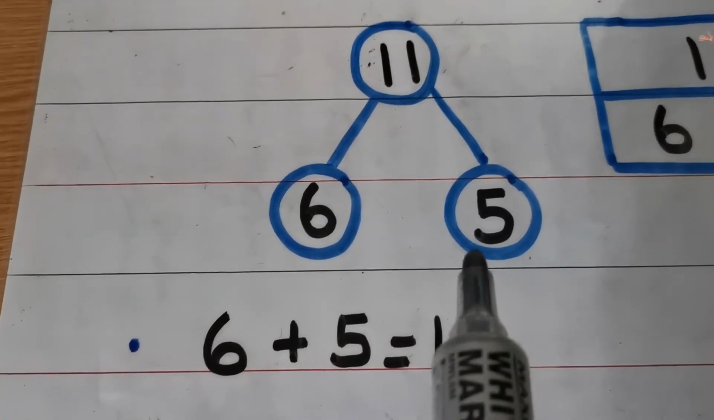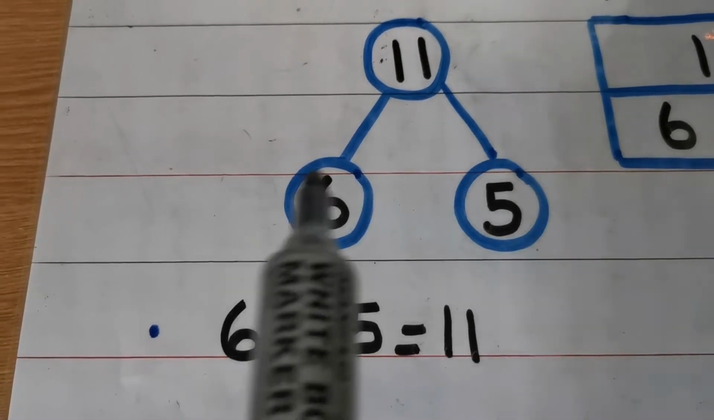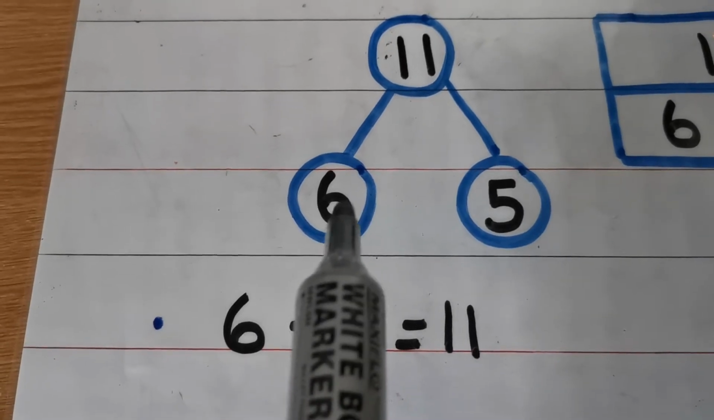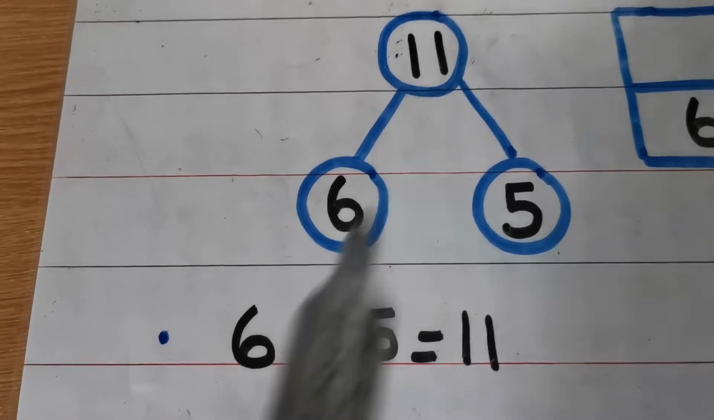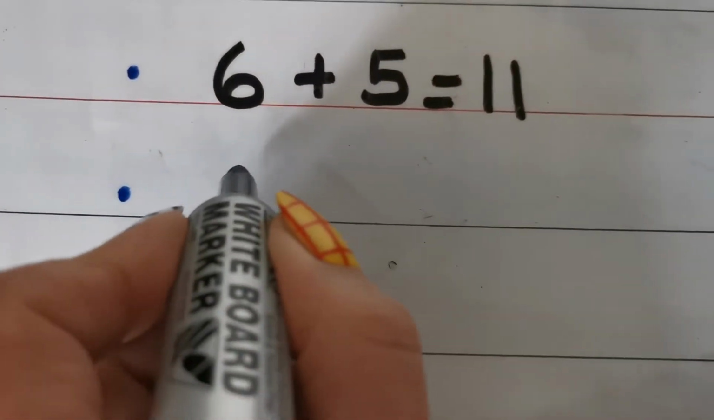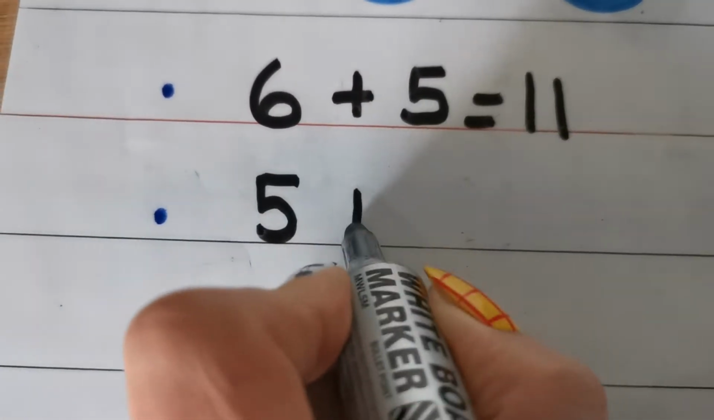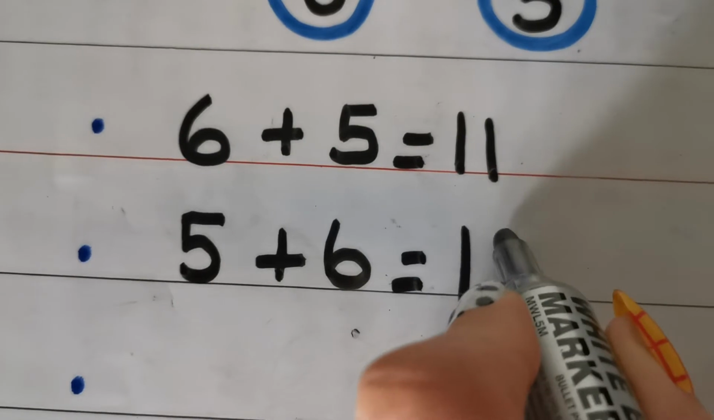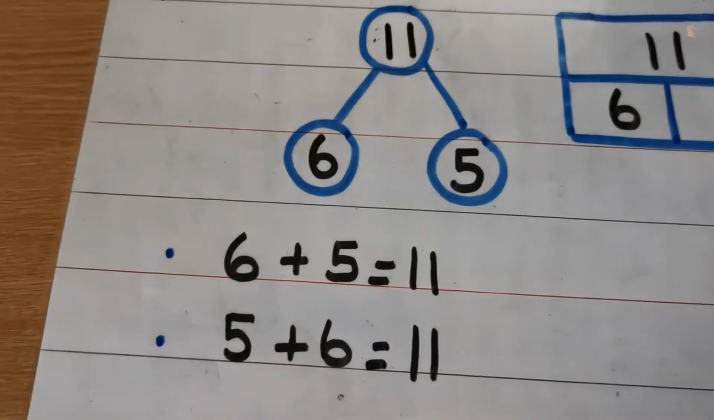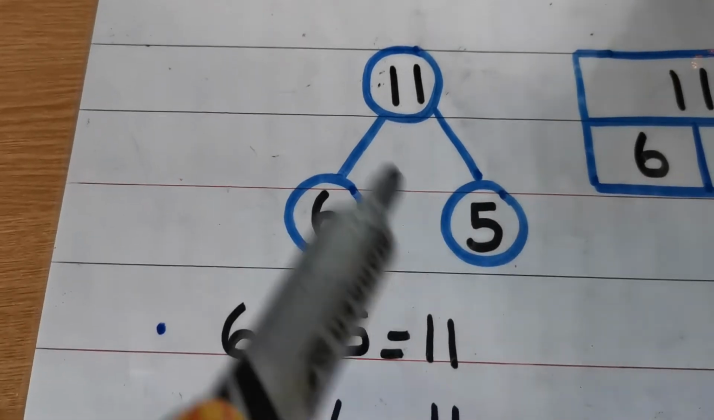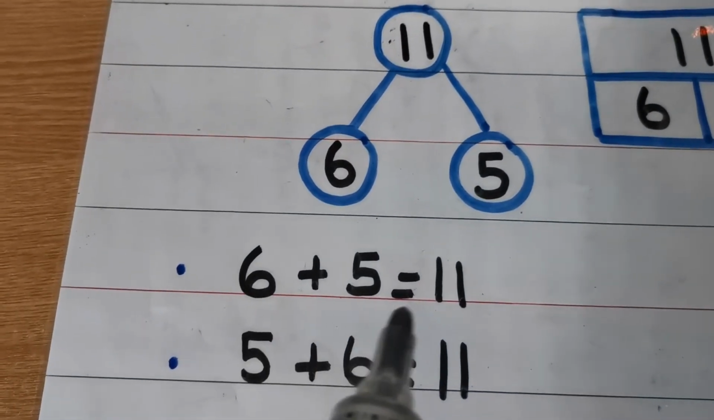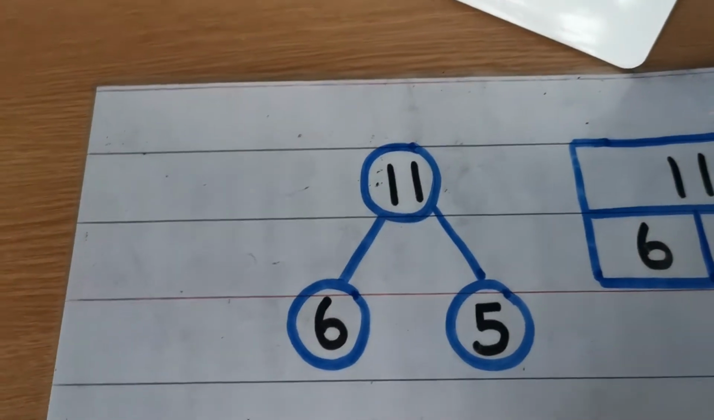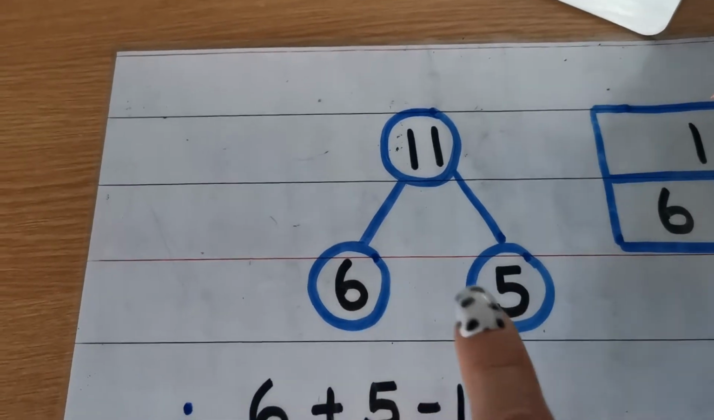Now remember, then I'm going to do the switcher. So I'm going to just swap the 2 parts around. So I'm going to do 5 plus 6 equals 11. To write that underneath. 5 plus 6 equals 11. Right, so they're my 2 addition sentences from that part whole model. 6 plus 5 equals 11. 5 plus 6 equals 11. So all I've done is swapped the 2 numbers over to make the switcher.